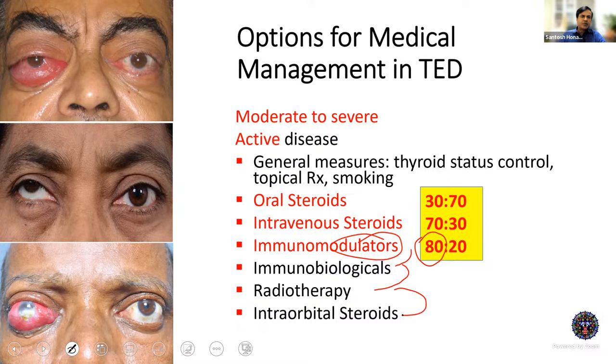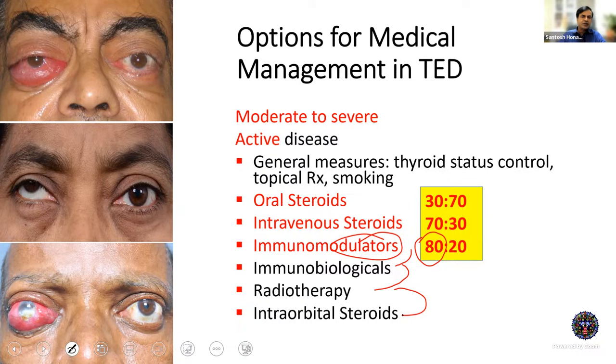How does it help? What does the effect of radiotherapy compare with in large series, randomized trials, clinical trials, prospective studies? What does it compare with maximum? It compares with the effect of oral steroids. Right? So do you want to risk a patient for radiation if it at best compares with the effect of oral steroids, 30-70? There are a lot of side effects of radiation as well. It will worsen the dry eye that the patient already has. Ocular motility improvement is not documented with radiation. In fact, patients may go into fixed diplopia in tight muscles, which are very difficult to operate.